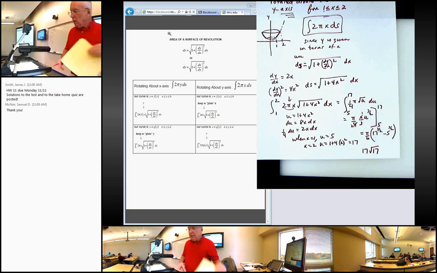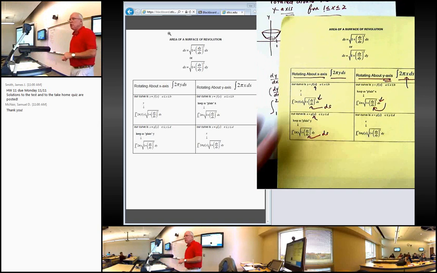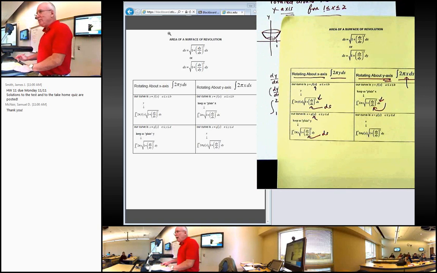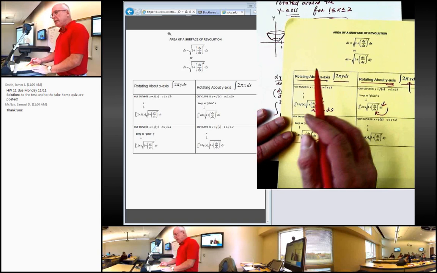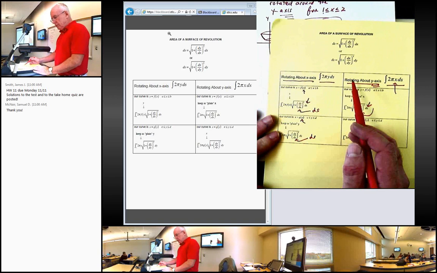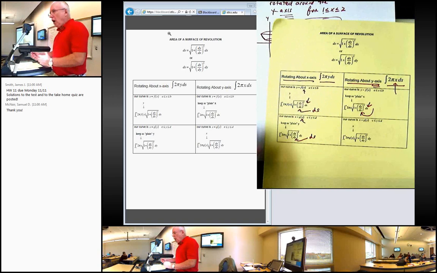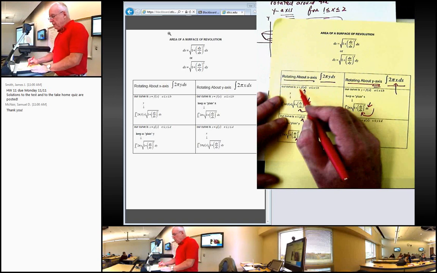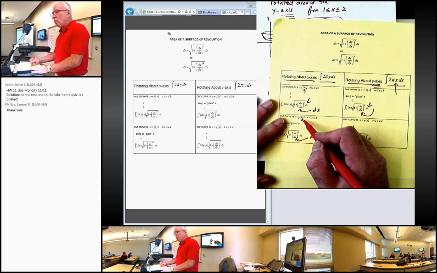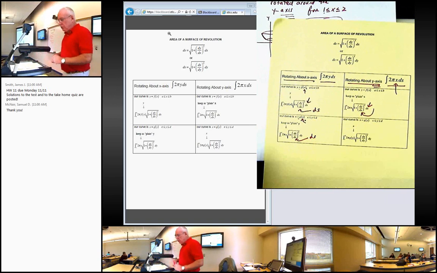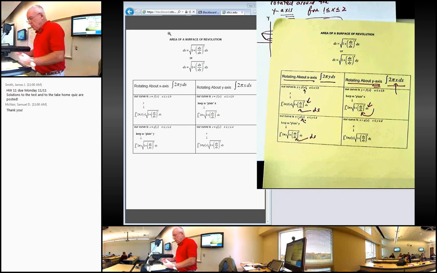So again, not to beat a dead horse, but I tend to do that anyway. We have to be aware if we're rotating, first of all, about the x-axis or about the y-axis. And then in each of those cases, we have to be aware whether our curve is y written in terms of x or x written in terms of y. We'll get these two different formulas. They're similar, but they're written a little bit differently.